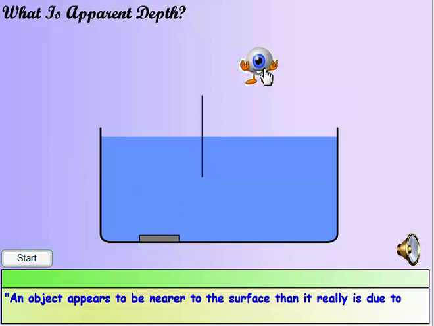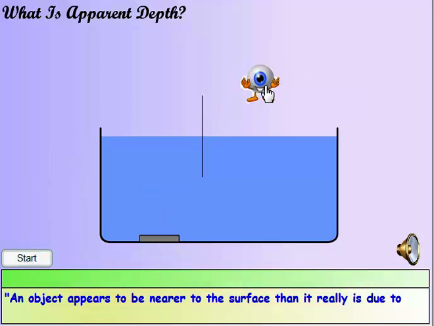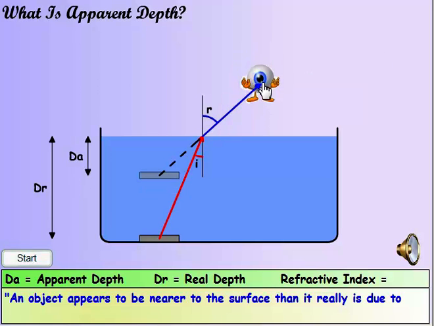If the angle of refraction is traced back into the water, we find the apparent position of the coin as the intersection of the angle of refraction and the vertical line from the original coin position.